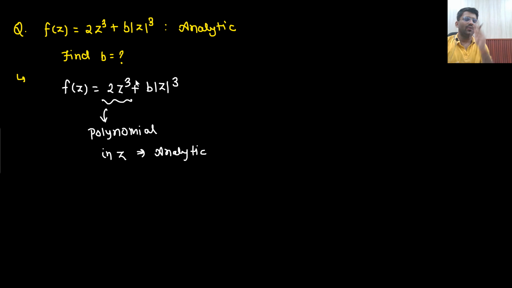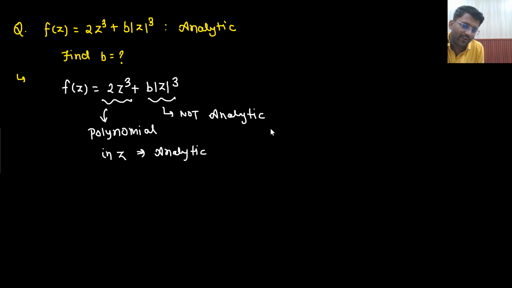And sir, if I remember, mod of z was not analytic, because it is not a polynomial in z. This is a polynomial in z, this is a polynomial in mod of z. So this part is not analytic. This part is creating the problem.